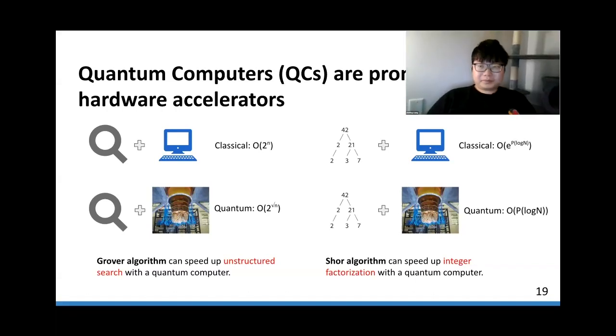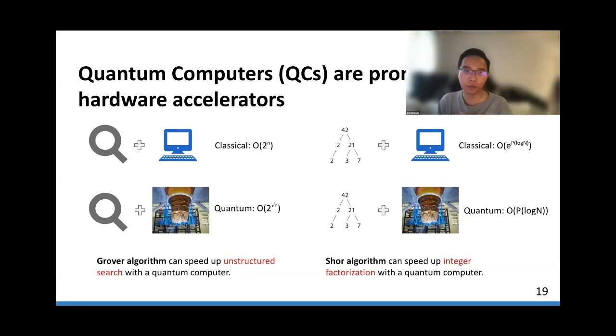Okay, so I'll continue to introduce a little bit of background. Different from GPUs and FPGAs that boost performance by parallelizing across processing elements, quantum computers are able to reduce the algorithm complexity, leading to significant speedup. As an example, for an unstructured search with Grover's algorithm, a quantum computer can reduce the computation effort from 2 to the power n to 2 to the power of square root n.